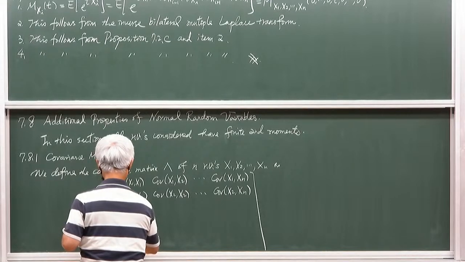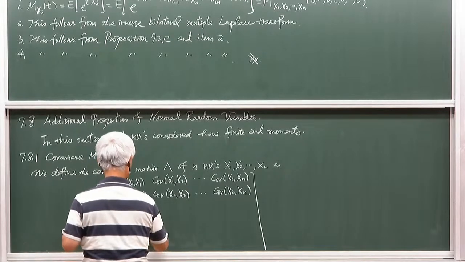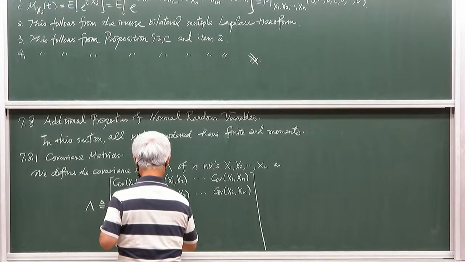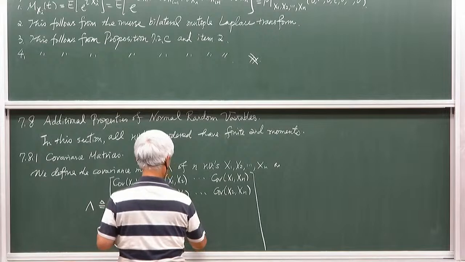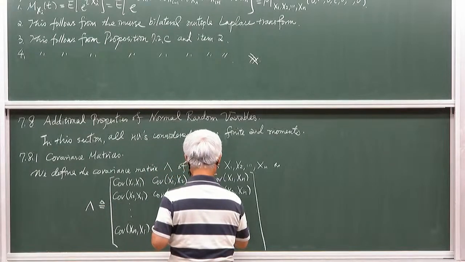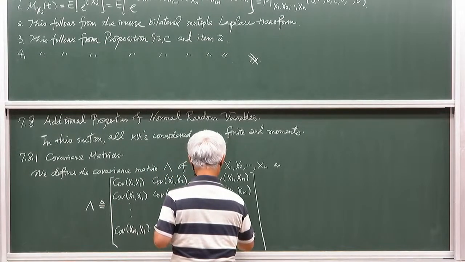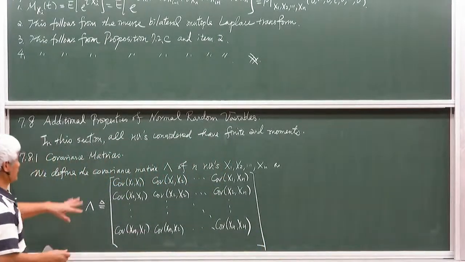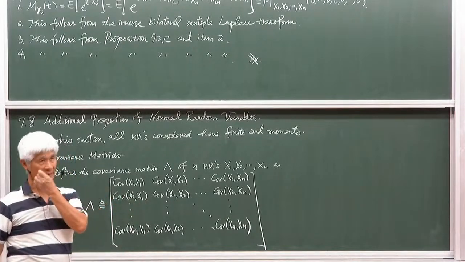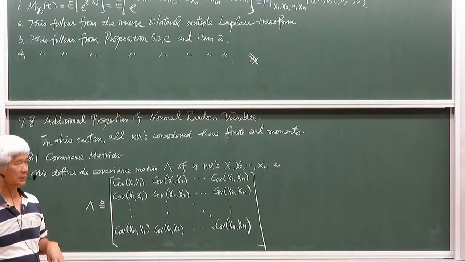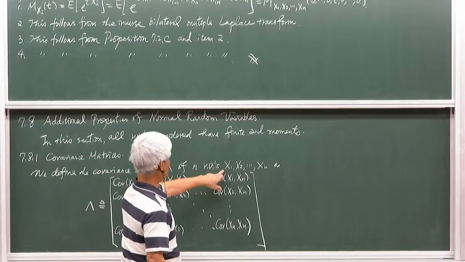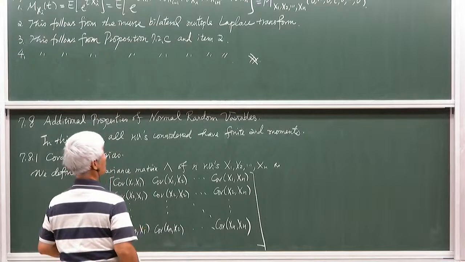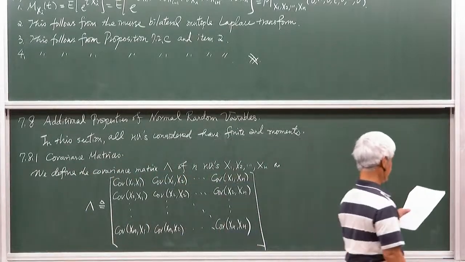The last row will be the covariance of xn with x1, the covariance of xn with x2, and the last will be the covariance of xn with itself. Okay, so you can see that this matrix contains all the covariances between any two of these n random variables.